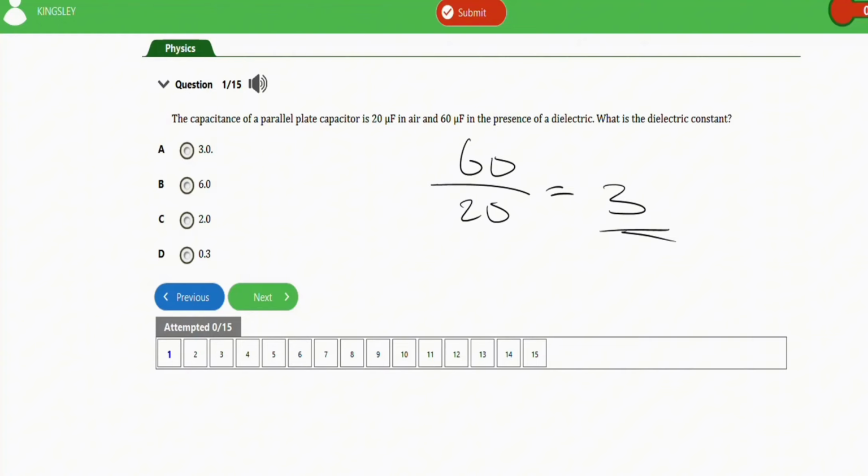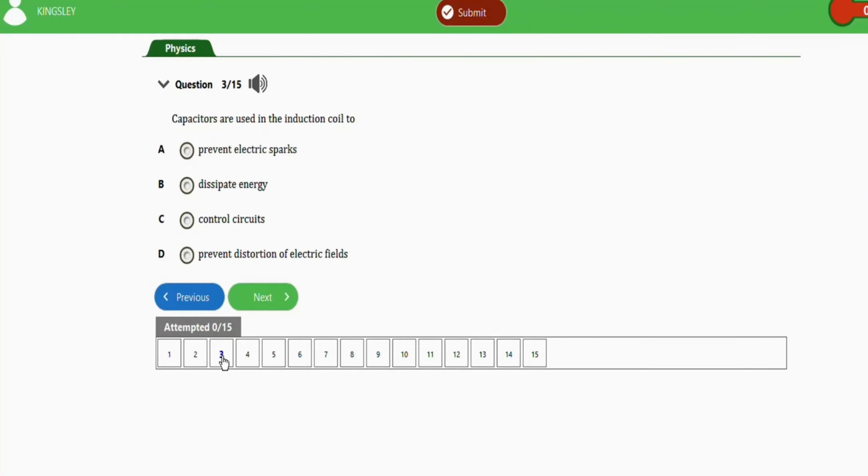Let's wipe this now and solve the next repeated question. Okay, so the next repeated question will be this one. It says, capacitors are used in the induction coil to react, prevent electric sparks, dissipate energy, control circuits, prevent distortion of electric fields. So the right option for this question is option A, which is to prevent electric sparks.